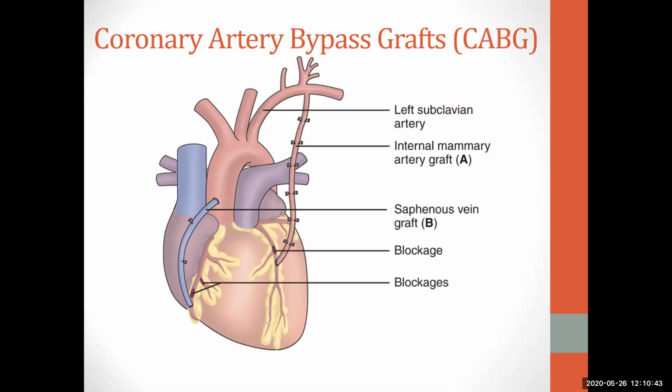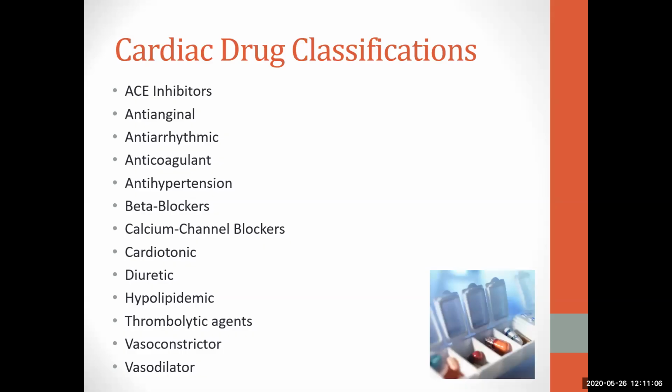So often they'll use the mammary artery, which is in the upper arm going towards the breast, and then the saphenous vein, which is out of the leg. We see that most common. When you hear people say, oh, I had a quadruple or a triple or a double bypass. So here you can see there's two areas of bypass there.